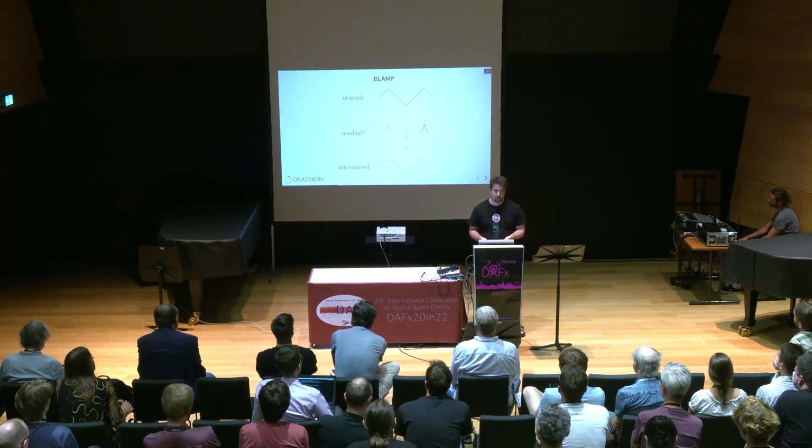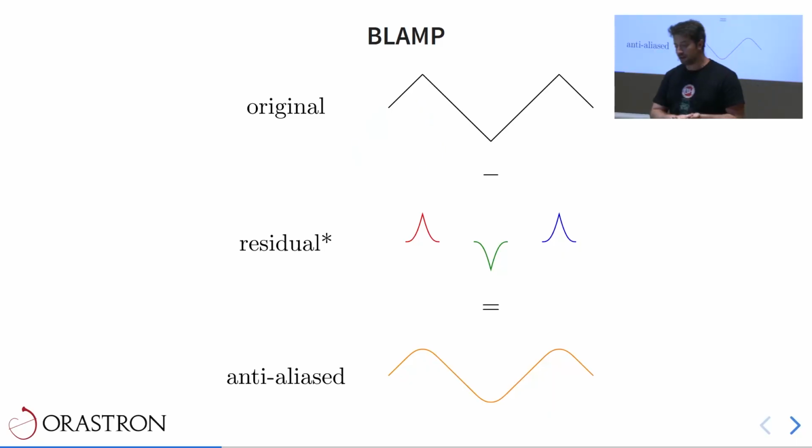Now, let's move to the triangular wave. In this case, we don't have discontinuities, but we have a similar situation because the discontinuities are in the derivative of the triangular waveform. So essentially, the same considerations apply, and we just need to use another kind of residual, which is called band-limited ramp, which is actually obtained by integrating the band-limited step. In this case, I just had to scale it a little bit for it to be better visible, but it's the same idea and the same principle.